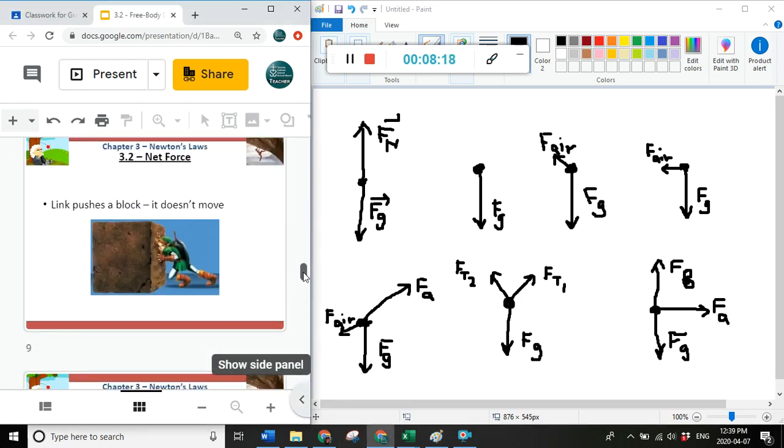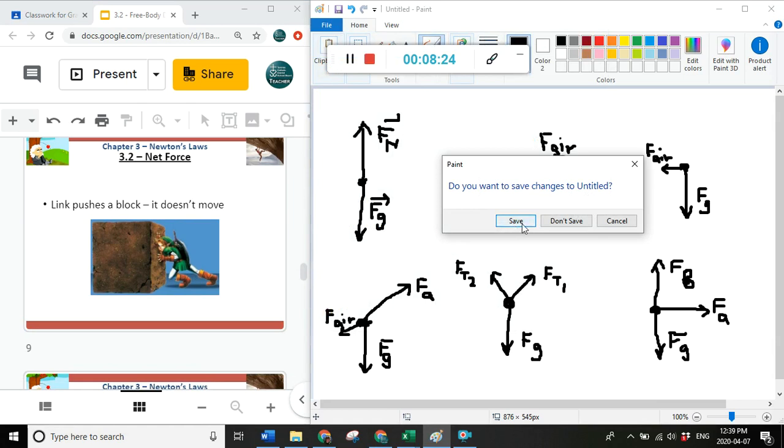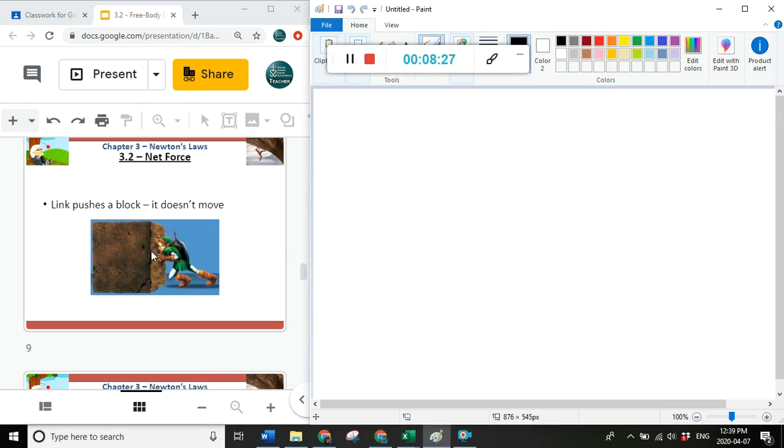Okay, let's continue down to, oh, my favorite game, Legend of Zelda. Now what I have to do is just make a new file here. Let's save. Okay, so we have Link pushing a block. So I'm going to draw a free body diagram for the block. So there's my dot. There's always gravity acting downward on this thing.